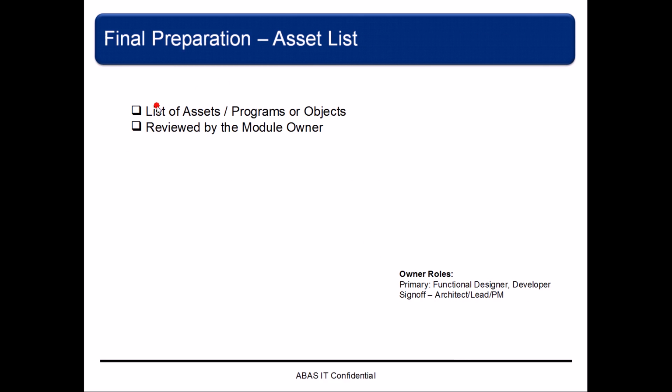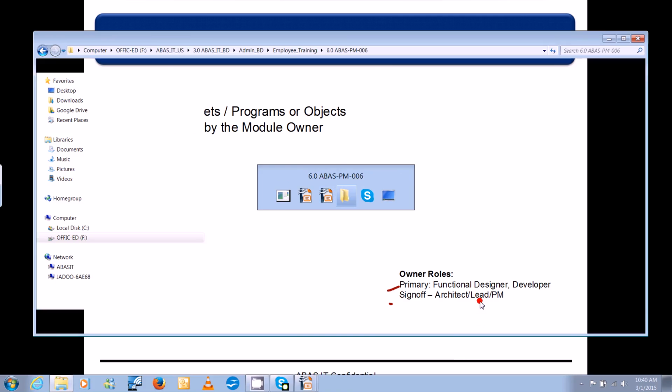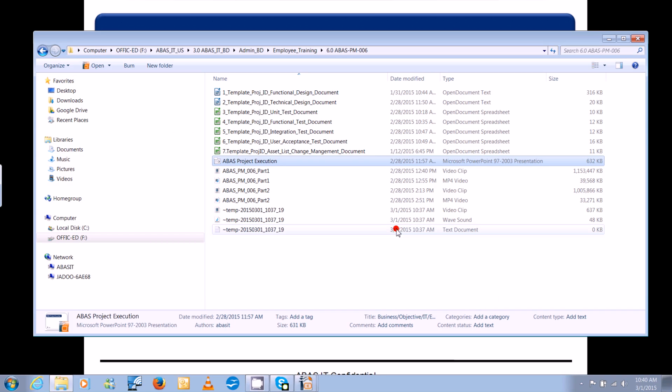The asset list for the final preparation has all the list of programs and screen scripts that we're going to migrate, and it is reviewed by the module owner, which is the functional developer. You can see that the primary owner roles are the functional designer and the developer, and the sign off will be provided by the architect, lead, or the PM, because this will be the basis for the migration that's going to happen. I will show you the template for this asset list.